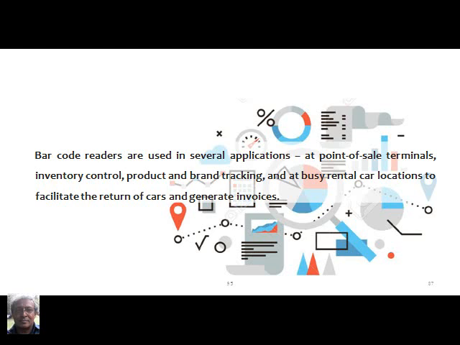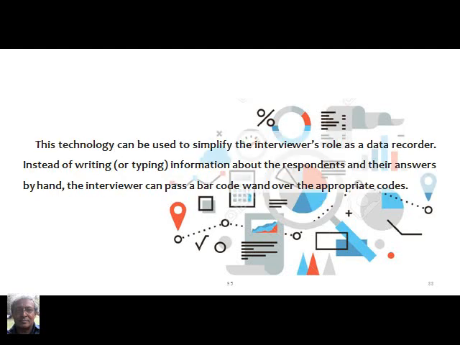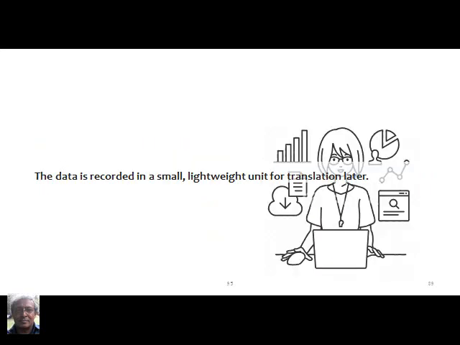Barcode readers are used in several applications: at point-of-sale terminals, inventory control, product and brand tracking, and at busy rental car locations, to facilitate the return of cars and generate invoices. This technology can be used to simplify the interviewer's role as a data recorder. Instead of writing or typing information about the respondents and their answers by hand, the interviewer can pass a barcode wand over the appropriate codes. The data is recorded in a small, lightweight unit for translation later.